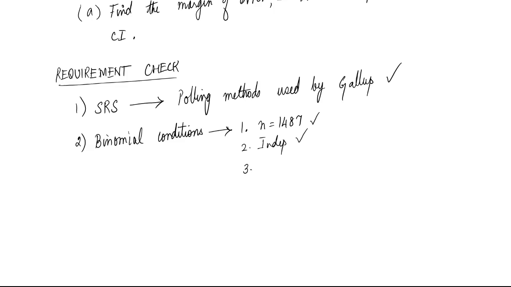The third one is two outcomes. What are the two outcomes? FB page or no FB page. These are the two outcomes. We got that as well. Nothing else was the focus of this survey. And four, the probability remains constant because the probability of having a Facebook page is fixed for a given point in time, right?